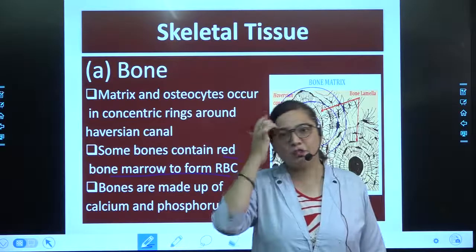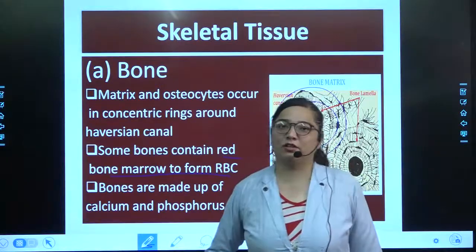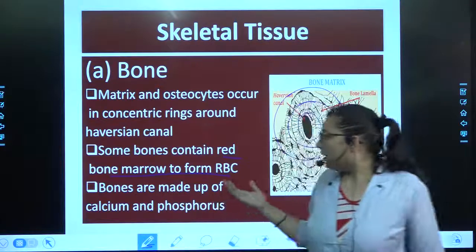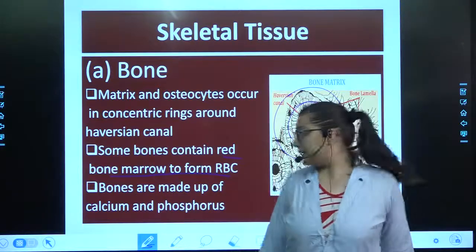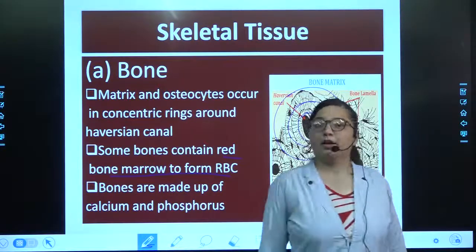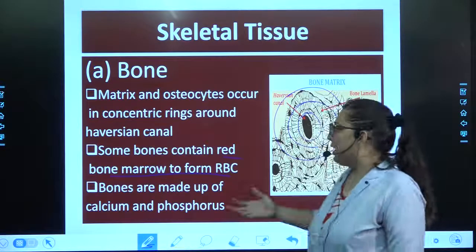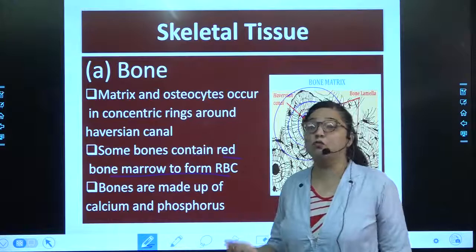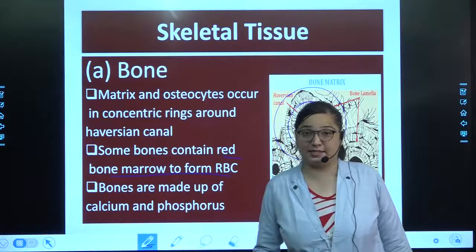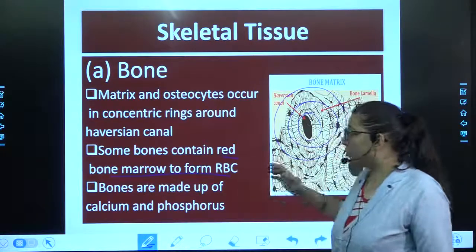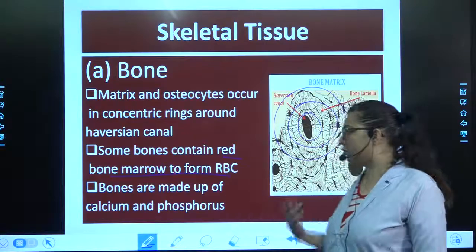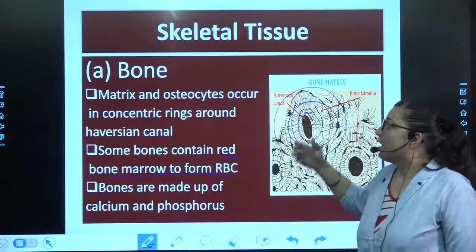And even in the last movie of Ritik, there was a mention of this, the red bone marrow. The transplantation of red bone marrow was done. So red bone marrow, its basic function is to form the red blood cells. So some bones contain red bone marrow to form RBCs.